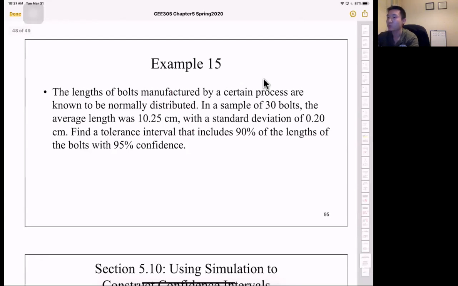So in this example, the lengths of bolts manufactured by a certain process are known to be normally distributed. Before we use a tolerance interval, let's look at where the question tells us it is normally distributed. If it's not, we cannot use the equation. So it is normally distributed, and we can use the equation in previous slides. Sample size is 30, so that is n. The average length is 10.25, so that is the sample mean x bar. Standard deviation of 0.2, so that is s. Find a tolerance interval that includes 90% of the lengths of the bolts with 95% confidence.